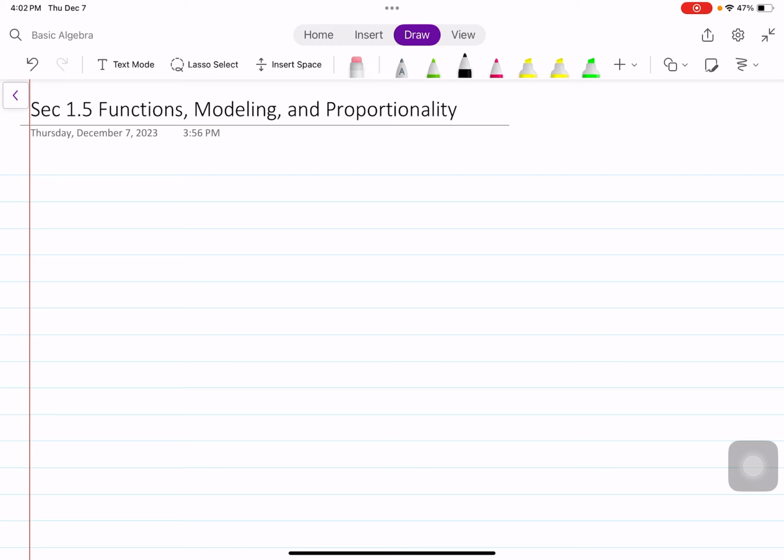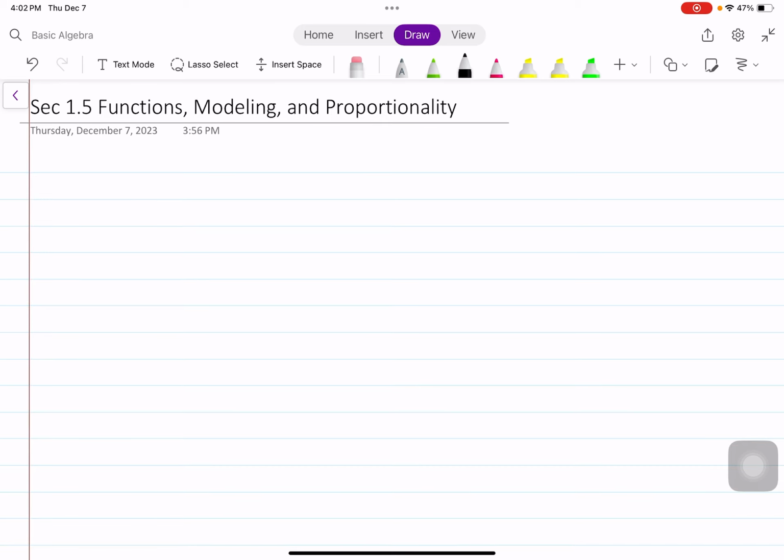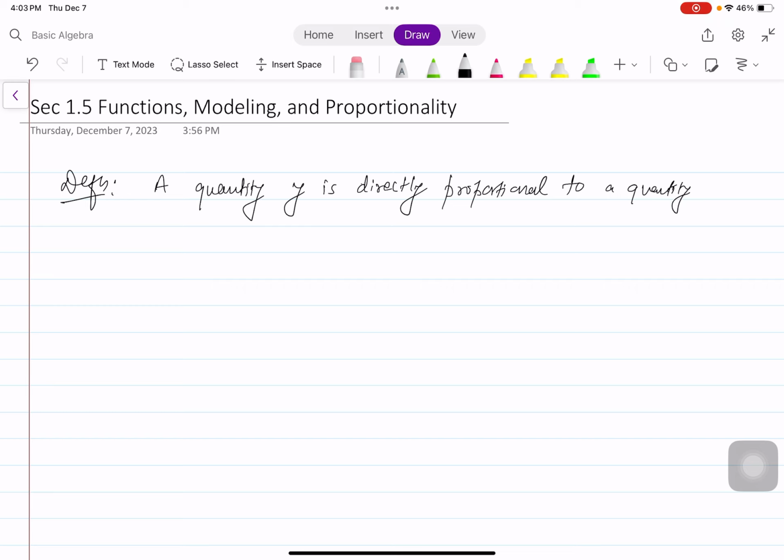Today we will discuss section 1.5, functions, modeling and proportionality. Now let's start, and we will start from the definition. A quantity y is directly proportional to a quantity x.